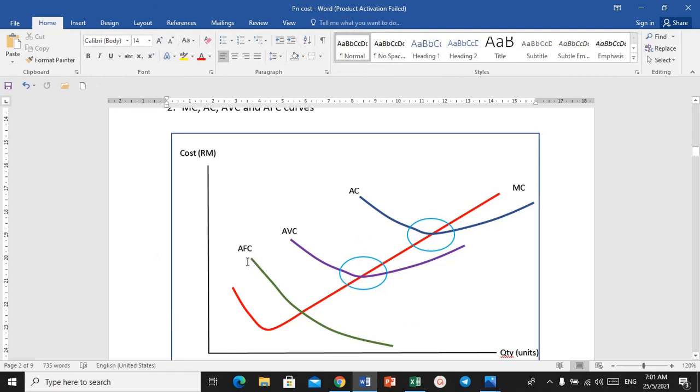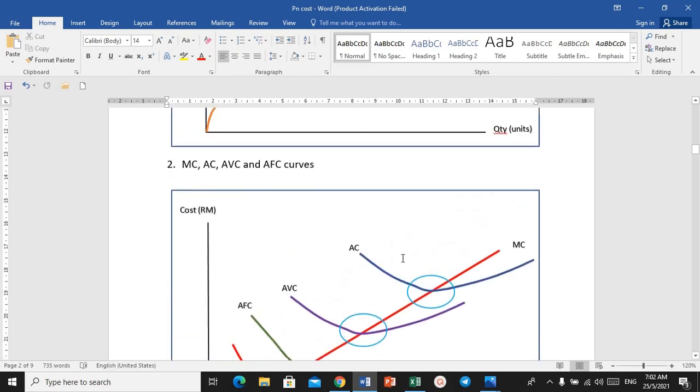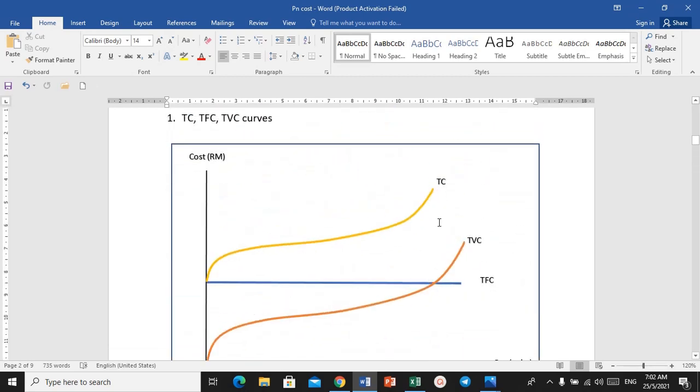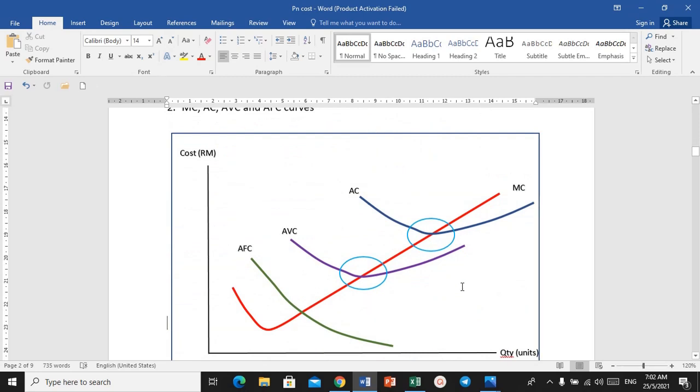Your average fixed cost should start here, and then it will go way down. Please make sure that your average fixed cost does not go beyond this axis. So that's it. We can see here the rules in the first graph and the rules in the second graph, and we simply did this by sketching.